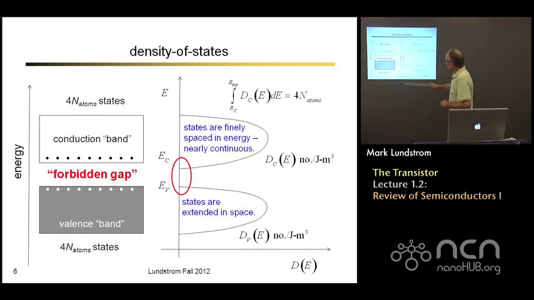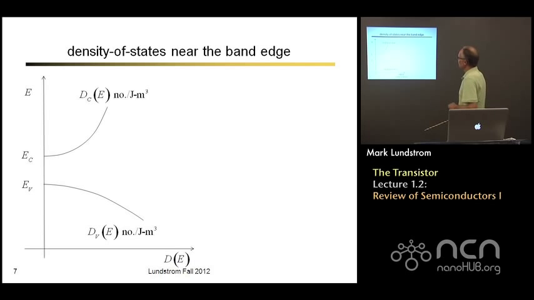Okay, now we're only going to be able to perturb things. We're only going to be able to make a few empty states near the top of the valence band and a few filled states near the bottom of the conduction band. So we're really only interested in what happens near the edges of these bands. And near the edges of these bands, it turns out that for typical semiconductors they have a simple shape. They tend to go parabolically with energy.